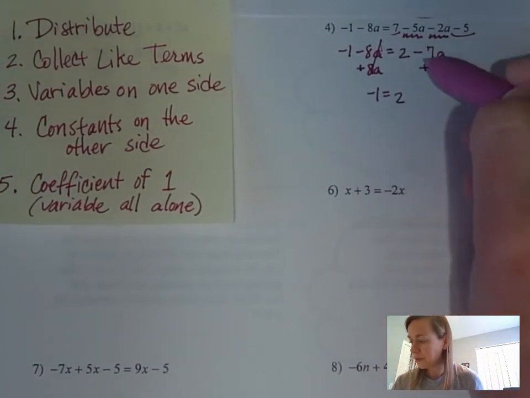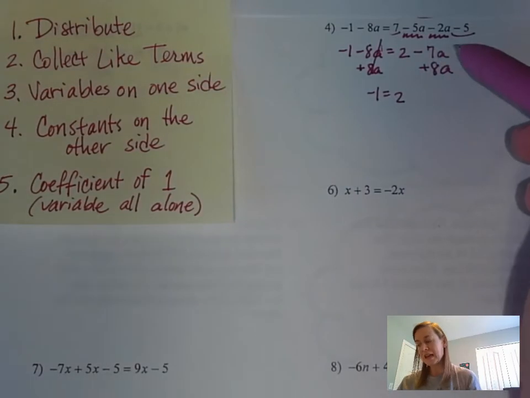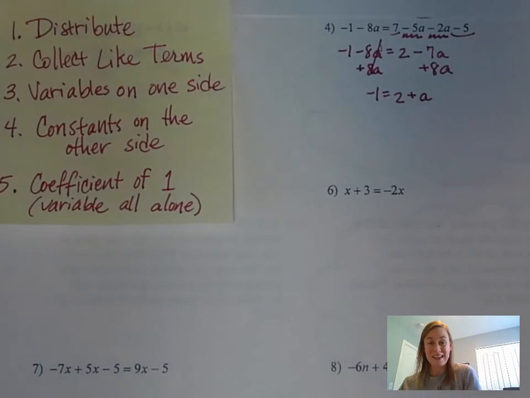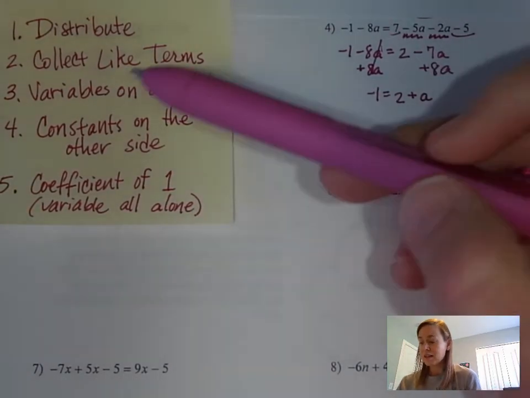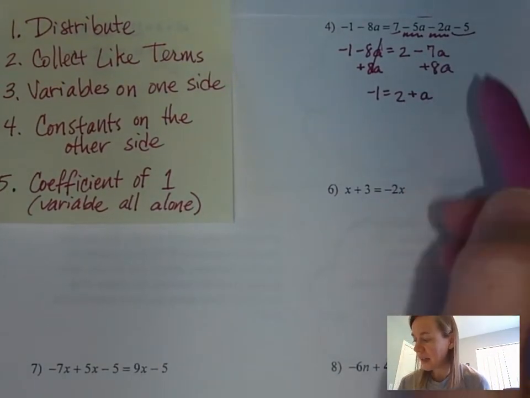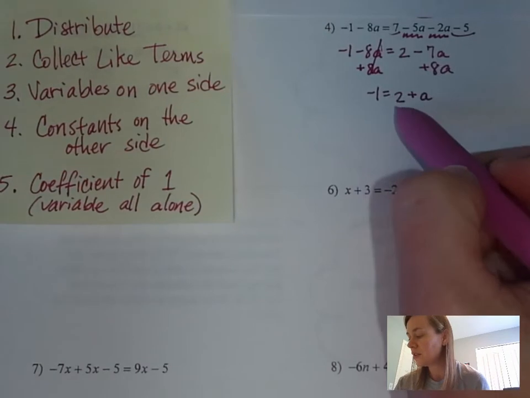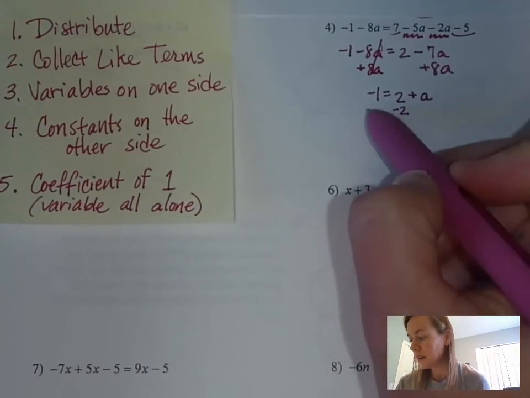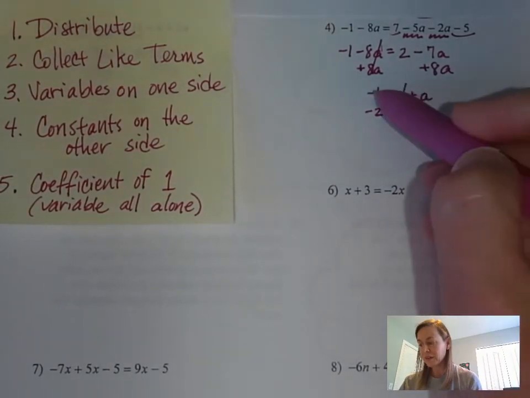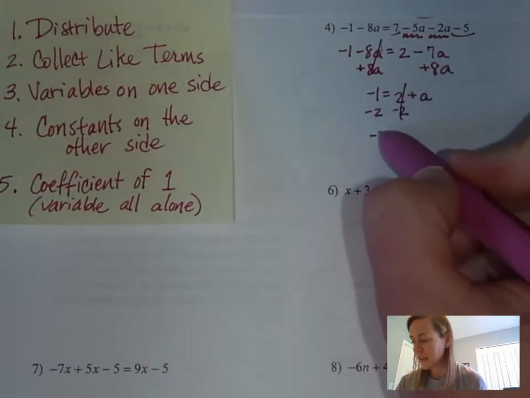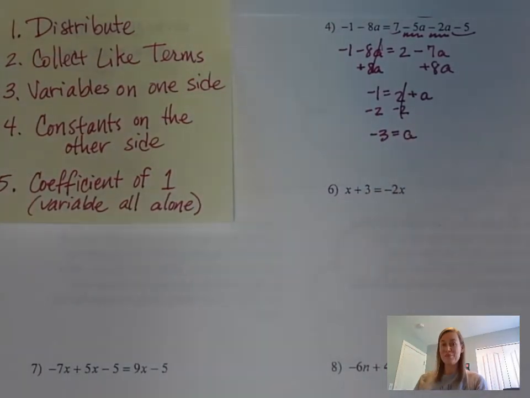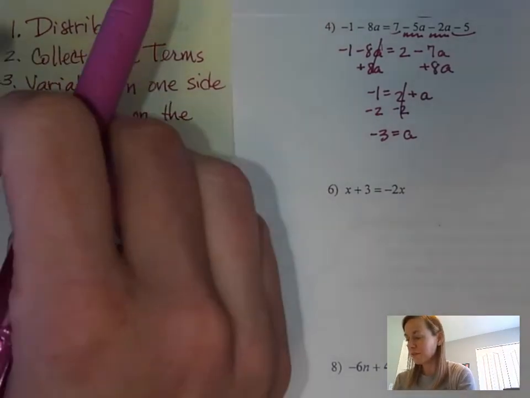And now we have 2. And negative 7a plus 8a is just going to give us positive 1a. And when you have 1a, you can just write it as a. That's totally fine. Step 4, constants on the other side. Okay, so we want the a to stay on this side, and we want all the numbers on the other side. So let's get rid of that too by subtracting it. And you'll subtract it on both sides. Those will go to 0. And now negative 1 minus 2 is going to give us negative 3 equals a. And that's that problem. Let's go on to number 5.